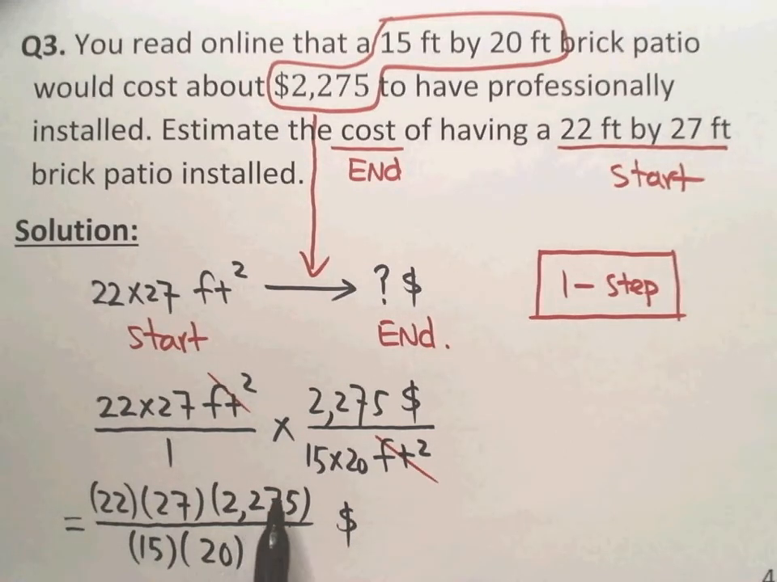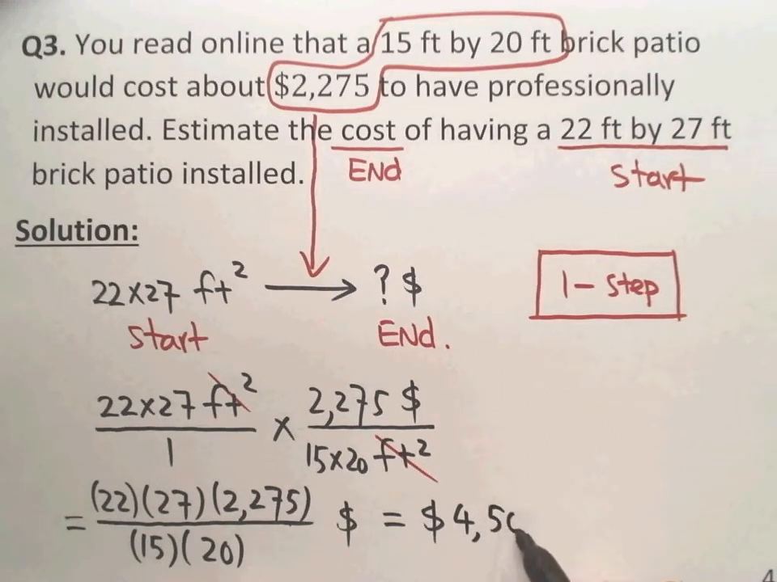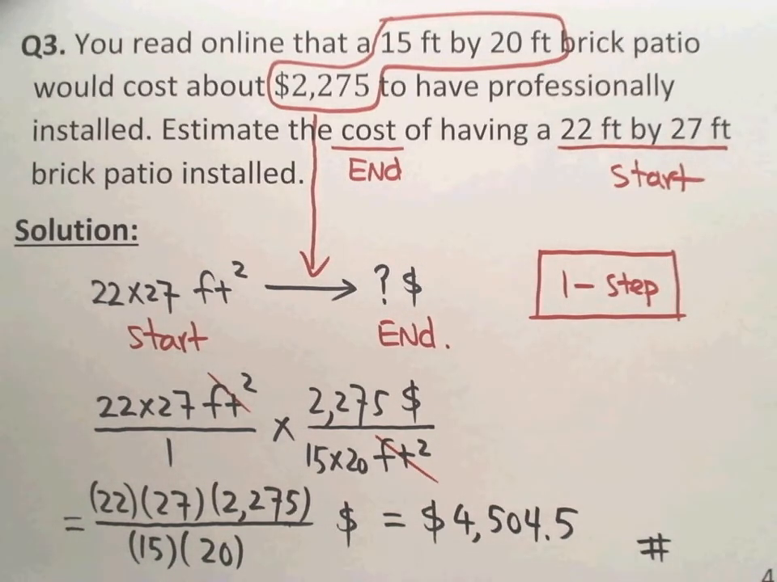Then we use the calculator. This number times this number times this number gives the top, and these numbers multiplied together give the bottom. The top divided by the bottom is the calculation, right? So how much do I get? I get $4,504.50. So this is the final price. This is the final cost that we need for this question.